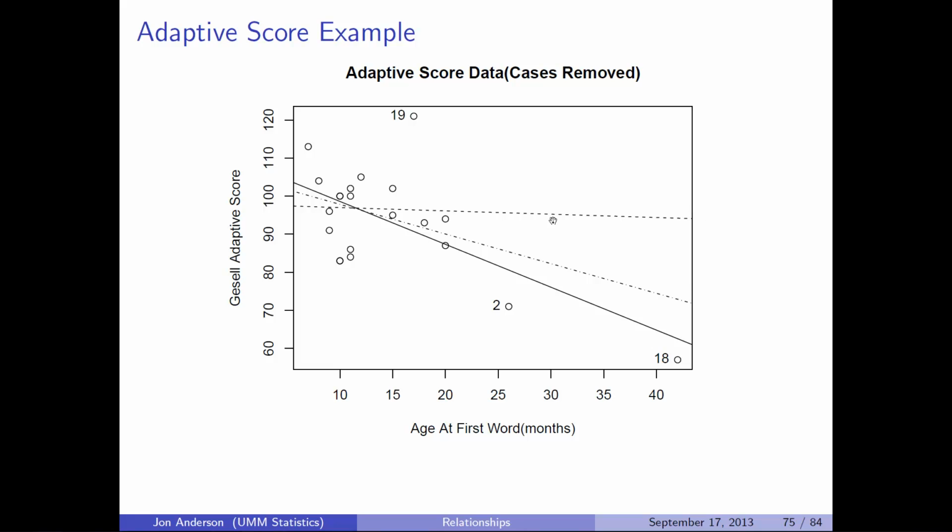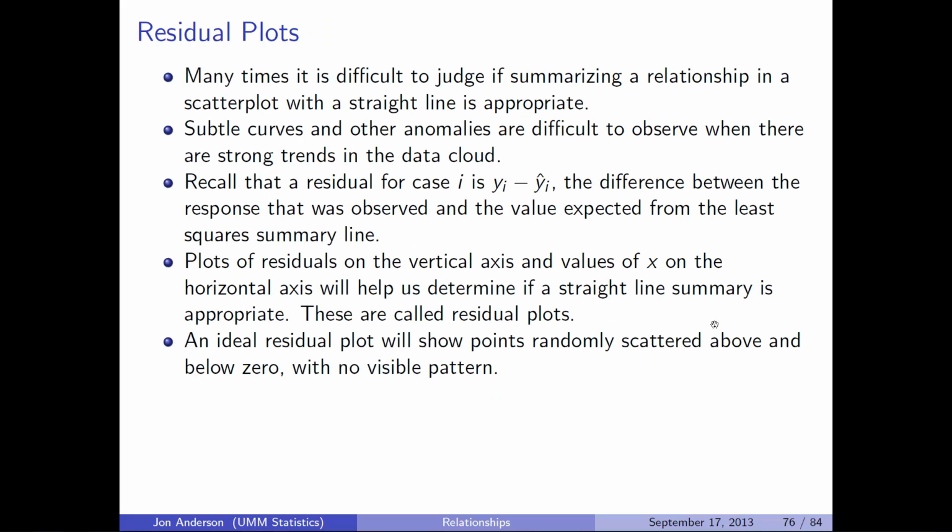The dashed line comes from removing case 2 and case 18. Without these two cases in the data set, there's almost no relationship between age at first word and intelligence. So this is an important thing to understand, that our negative relationship between age and intelligence is really driven by two data values, and you really should mention that in any analysis report that you have a very influential handful of cases.